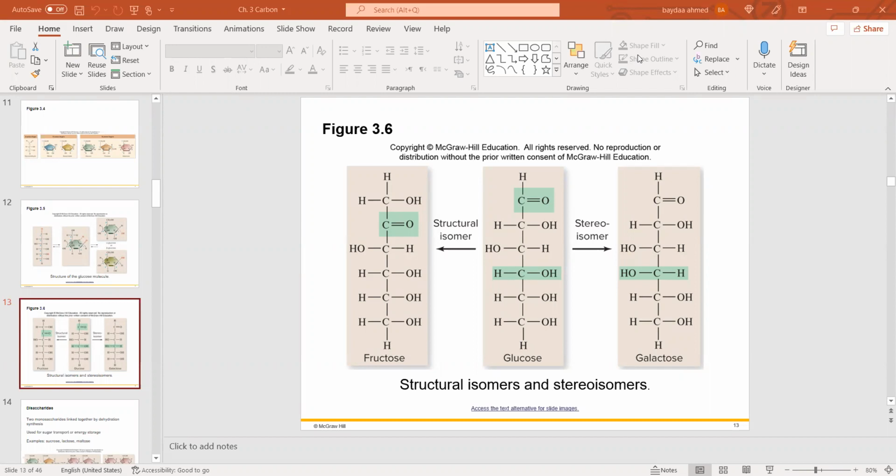Fructose is the structural isomer that differs in the position of the carbonyl group, as you see here, and galactose is the stereoisomer that differs in the position of the hydroxyl group and hydrogen group relative to the ring, attached to carbon number 4.